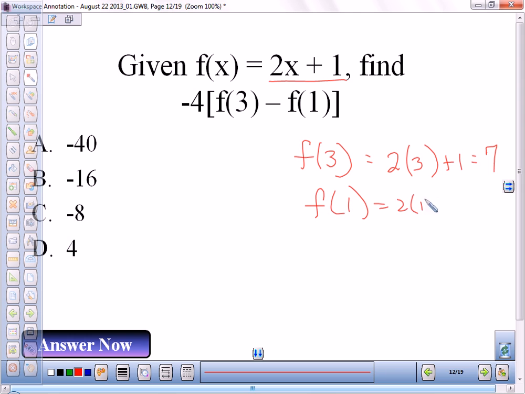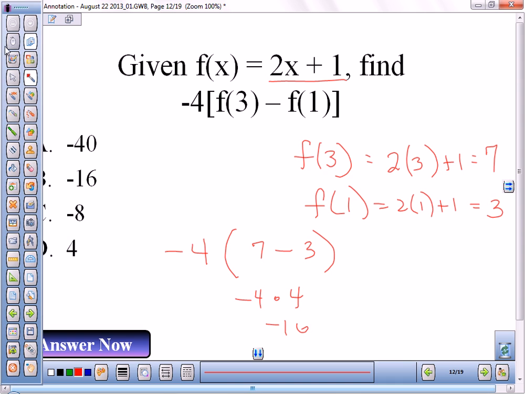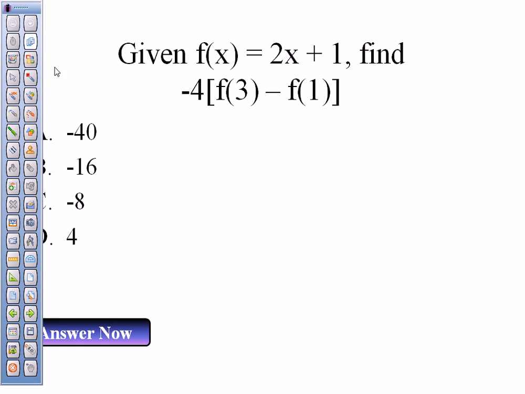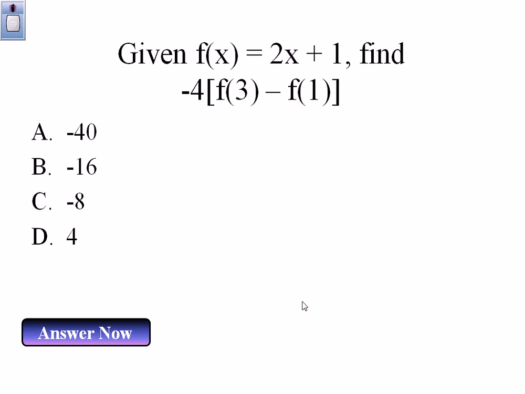Well, now we know we can simplify this. This is negative 4 times f of 3, which is 7, minus f of 1, which is 3. Oh, I get it now. Negative 28 plus 12, and it gives us negative 16. You got it right like that. Negative 16. Okay?